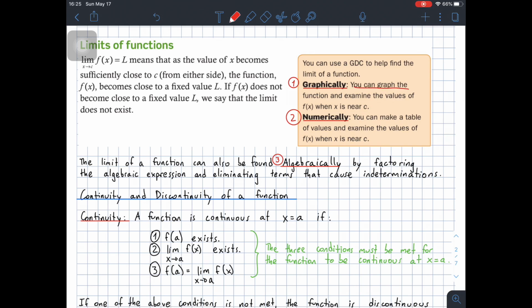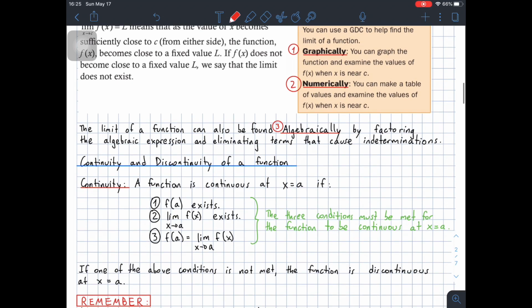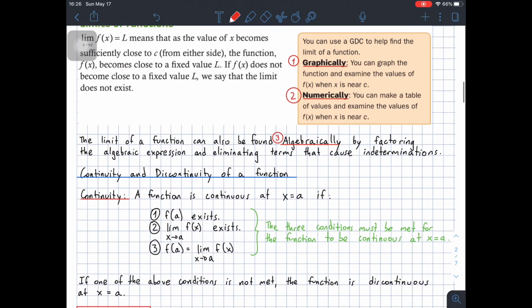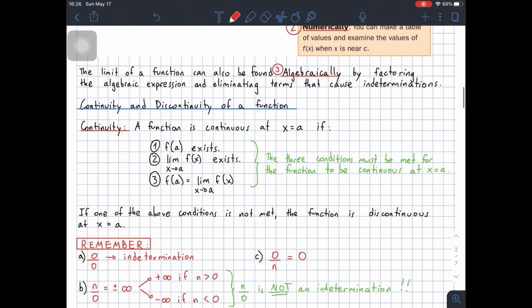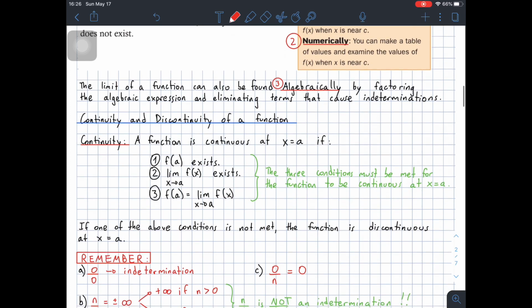If you do it graphically, you can graph the function and examine the values of f of x when x is near c. Numerically, you can make a table of values and examine the values of f of x when x is near c. And the third way, the limit of a function can also be found algebraically, by factoring the algebraic expression and eliminating terms that cause indeterminations. We're going to see all of these 3 ways of finding the limit of a function in the following examples. Another concept: continuity and discontinuity of a function.